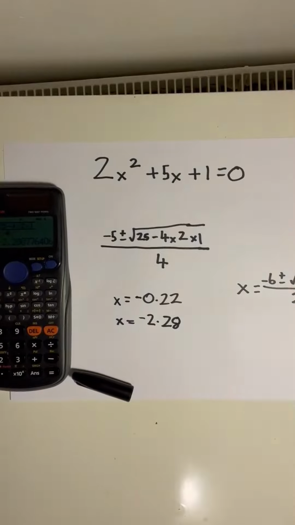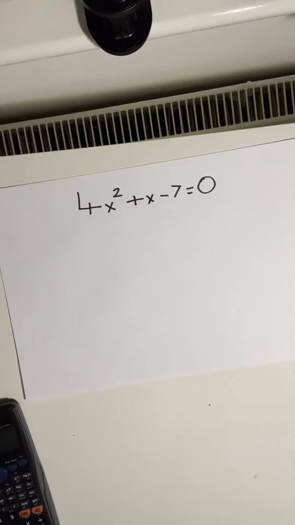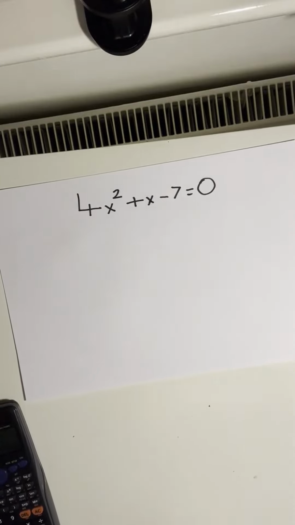So yeah, I'll give you an example now where you can do it at home. You can pause for a couple seconds and then I'll show you the correct answer. Okay, we've got our final equation here, 4x squared plus x minus 7 equals 0. So pause the video now, I'll give you a couple seconds to do it, and then I'll show you the right answer.